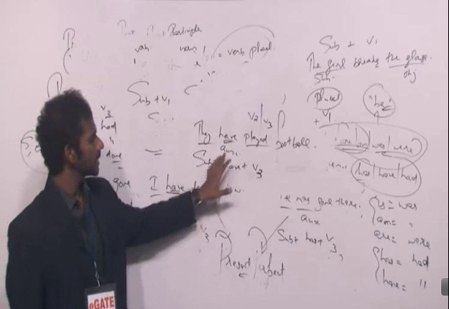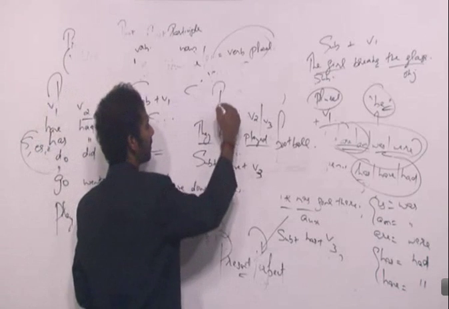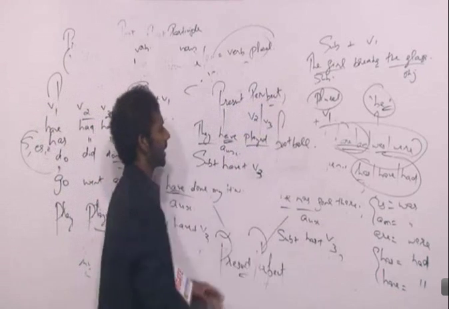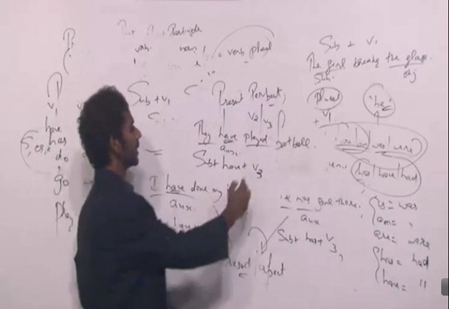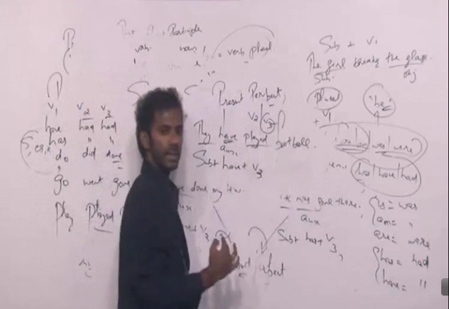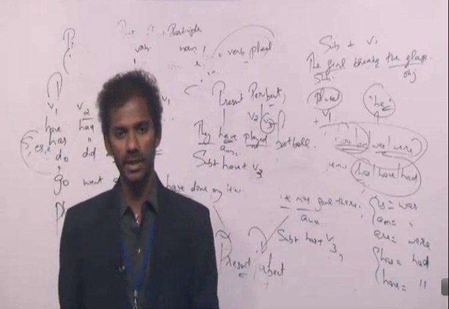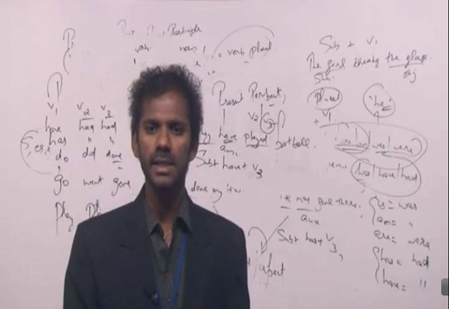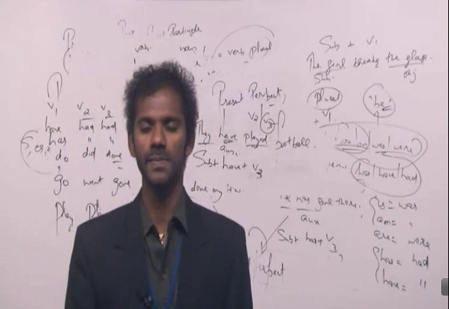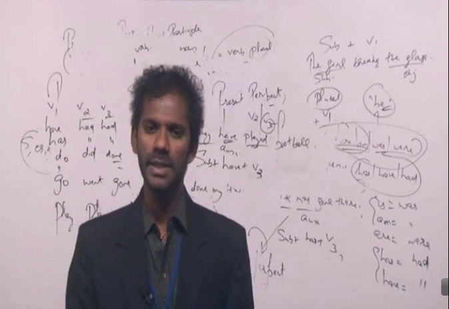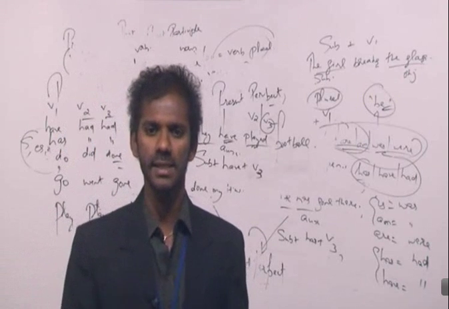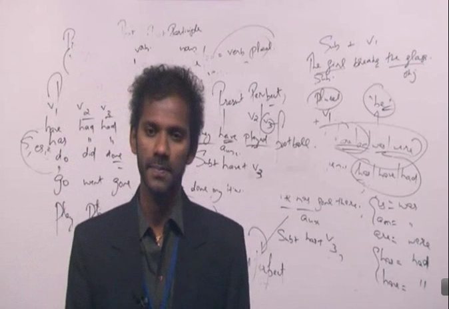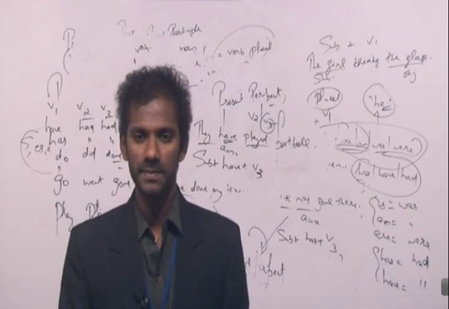So this sentence is in the present perfect tense. And in this sentence, the word played is in the V3 form. Got it? So this sentence is in the present perfect tense. And in this sentence, the word played is in the V3 form. Got it? You can easily identify that based on the tenses, the categories and the structures of the categories. Hope it's clear. Got it?